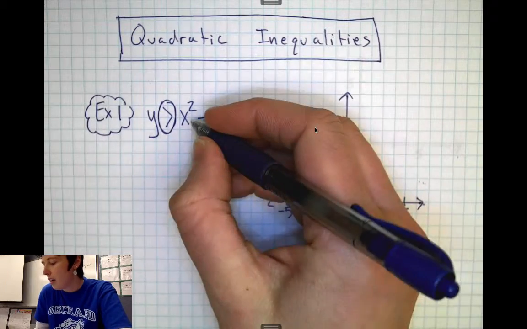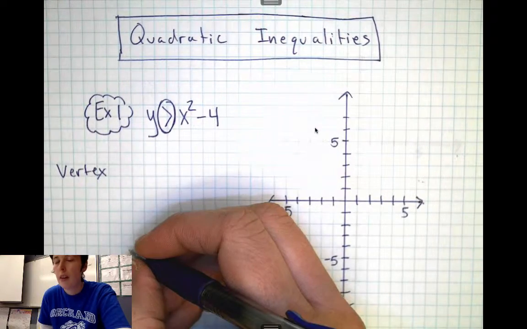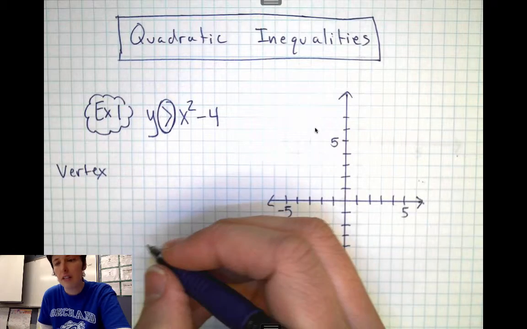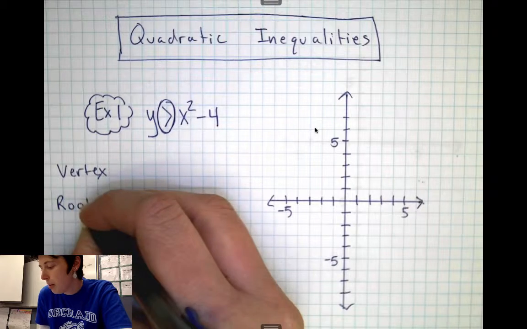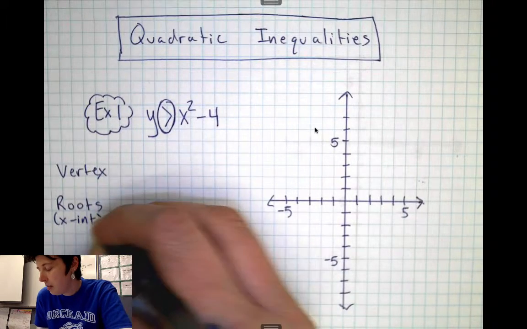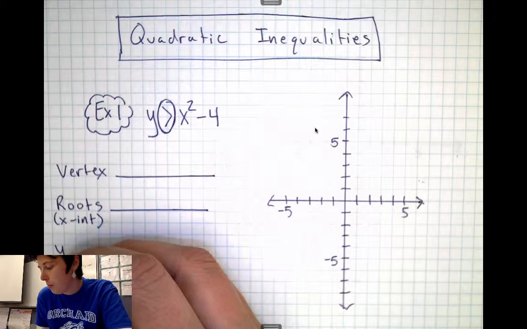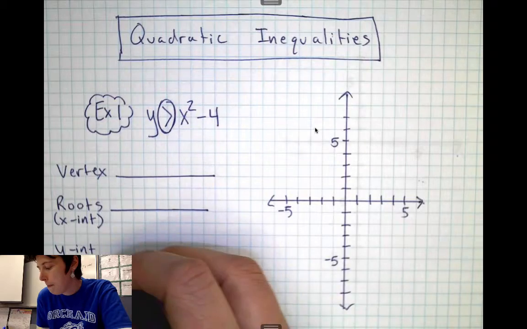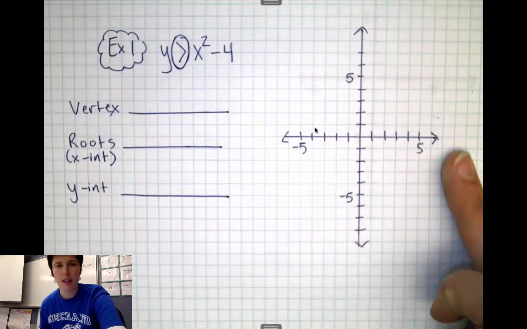So since it's quadratic, I'm going to find the vertex of the parabola, and I'm also going to find where the roots of the parabola are, which are also called the x-intercepts. So I'm going to figure out where's the vertex, where are the roots, and where's the y-intercept. I'm going to do this pretty quickly since this is kind of review for us.